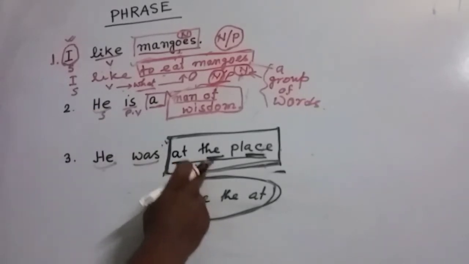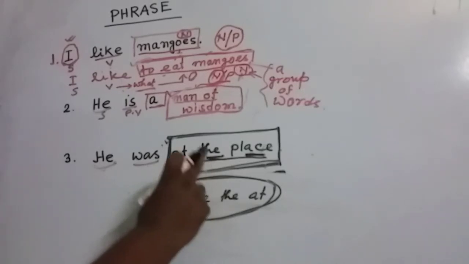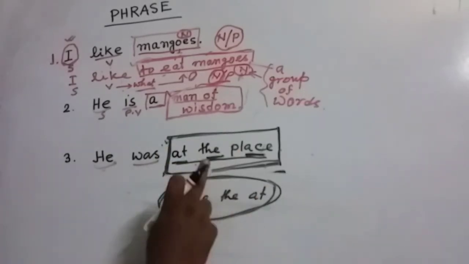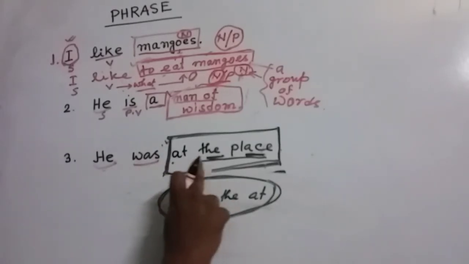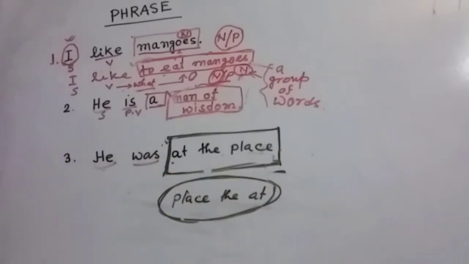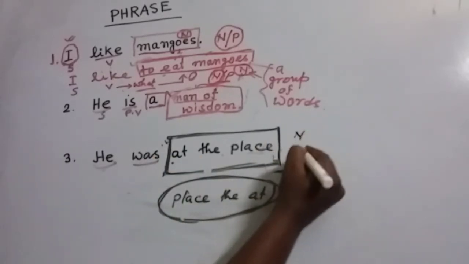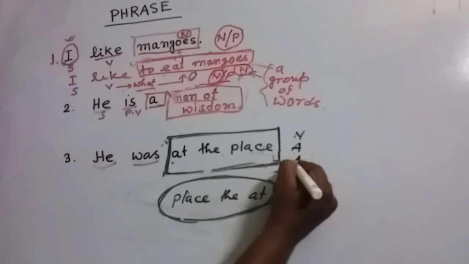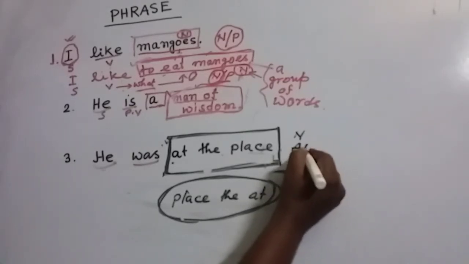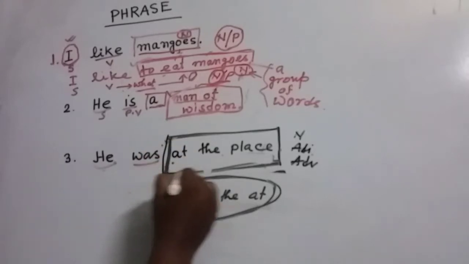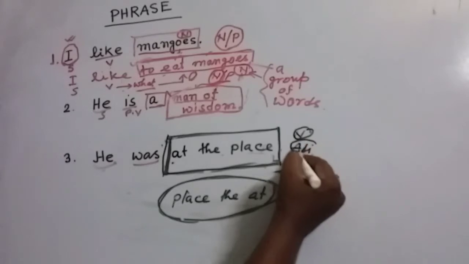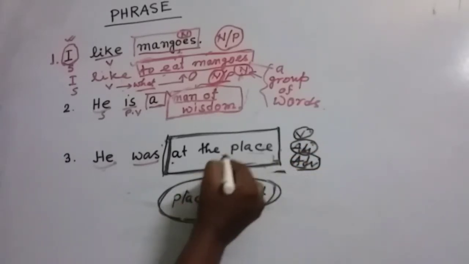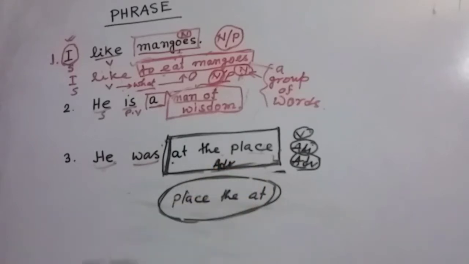So these are meaningful groups of words. First of all, we got a group of words. Secondly, we got a meaningful group of words. And thirdly, they act as one of the parts of speech, maybe the noun, maybe the adjective, or maybe the adverb. So this group of words must act like a noun, an adjective, or an adverb. Here you can see it acts like an adverb. So this is the third condition.